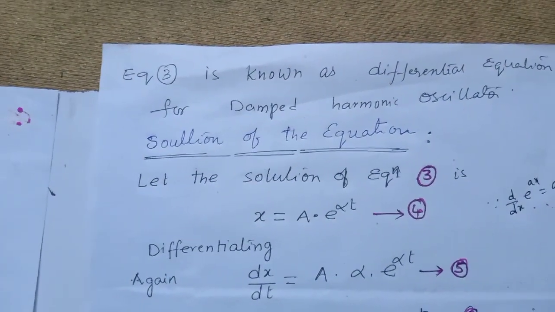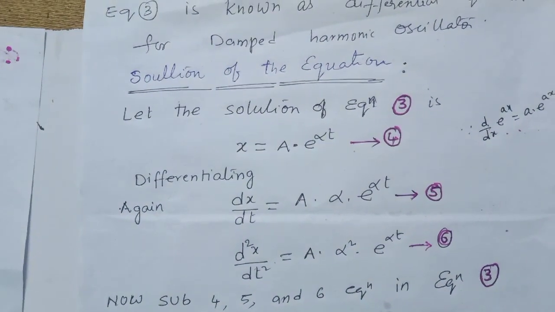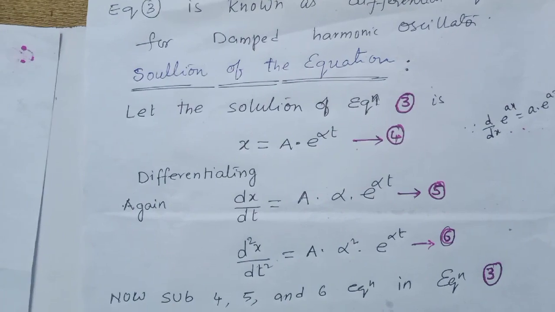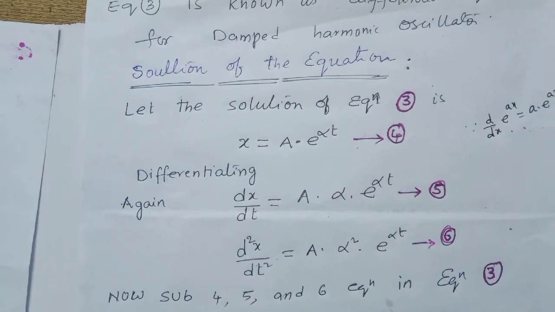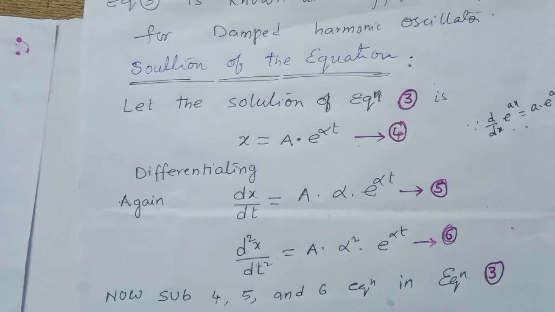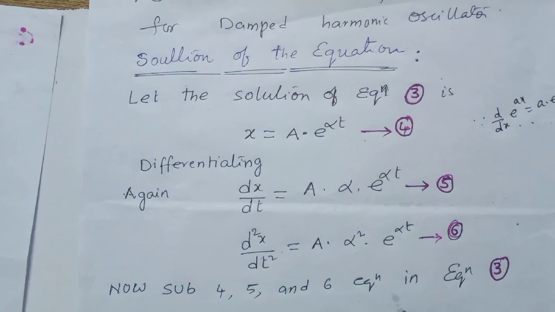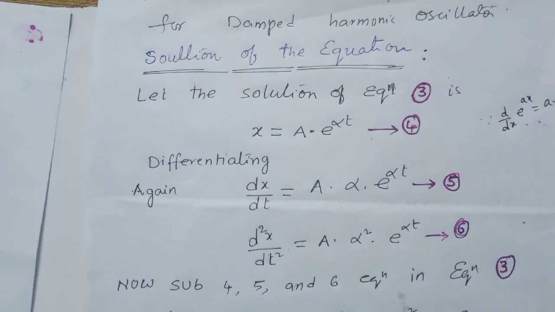Solution of the equation. We are taking x equals a into e power alpha t for the solution of the damped harmonic differential equation. Remember, in the simple harmonic equation we take x equals a sin omega t, but in this case we are taking x equals a into e power alpha t, an exponential term. Why do we take an exponential term? You know that the amplitude is going to decrease.